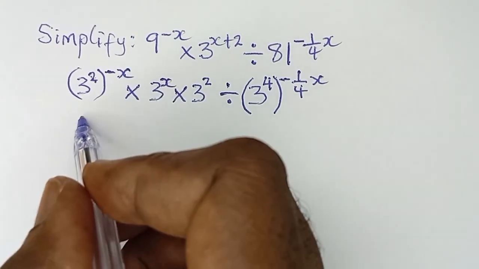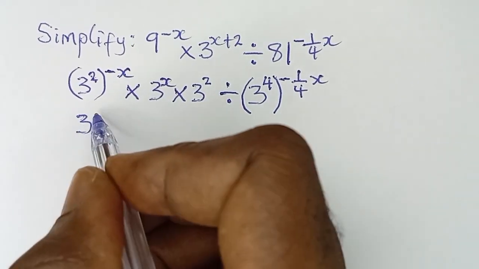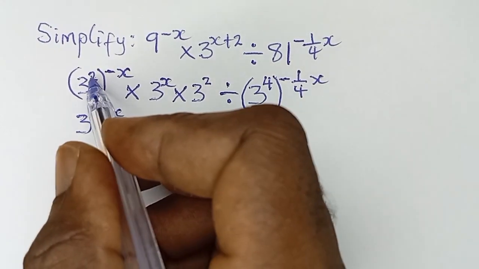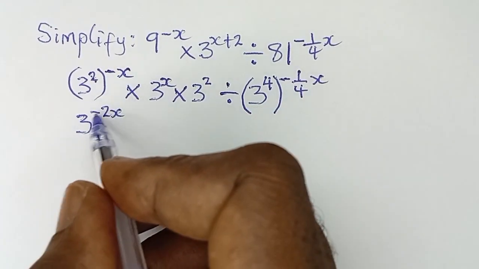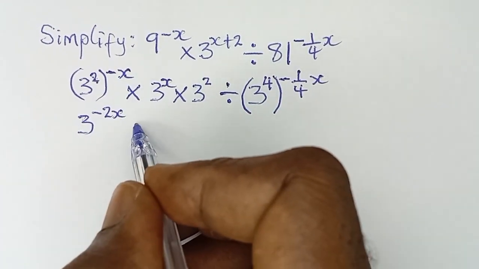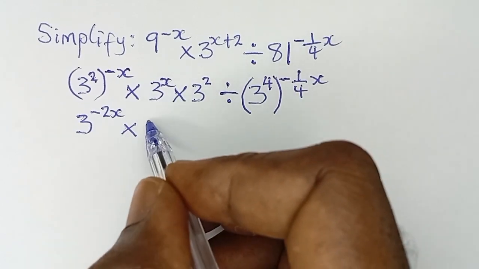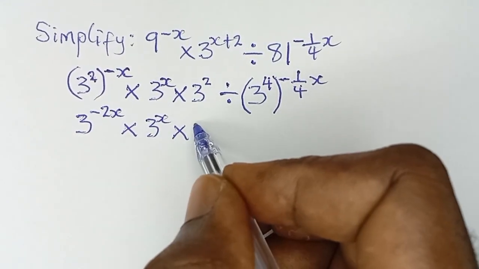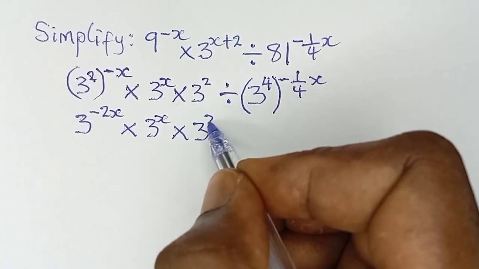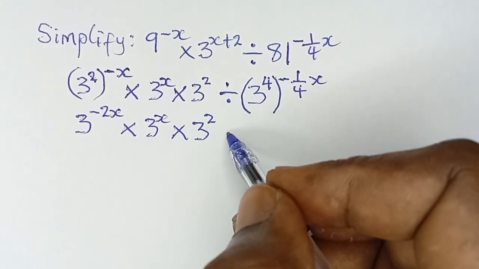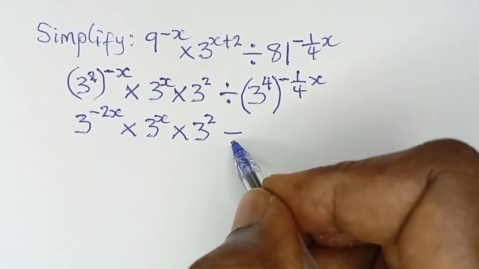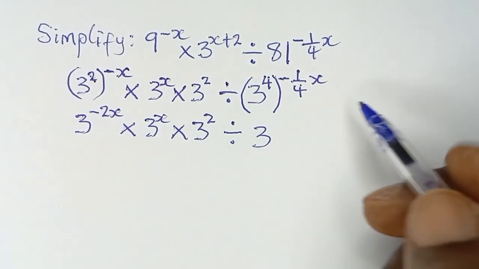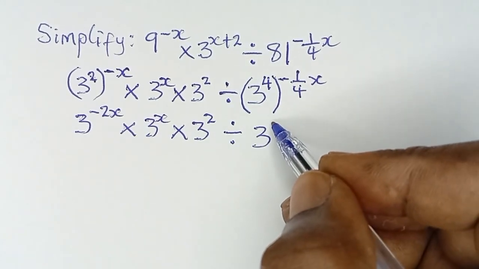Now, working further, we can use these powers inside the bracket to multiply the power outside the bracket. So this can be written as 3 raised to the power negative 2x, since 2 multiplied by negative x gives us negative 2x. And then multiplied by 3 raised to the power x, multiplied by 3 raised to the power 2, and then divided by 3 raised to the power 4.